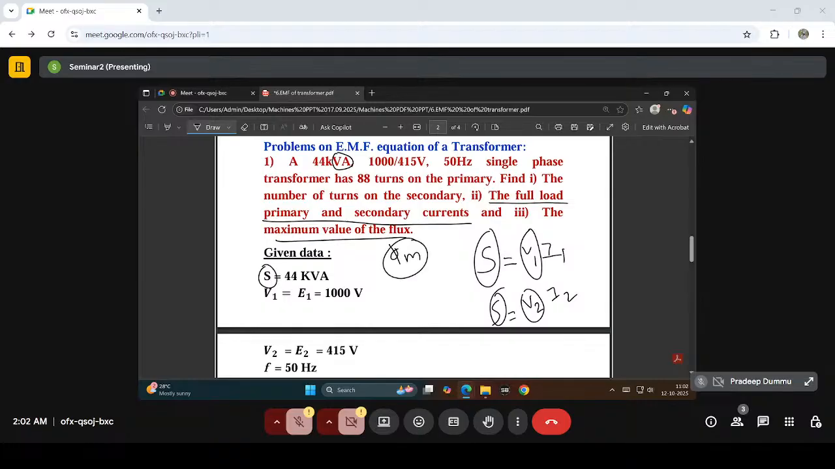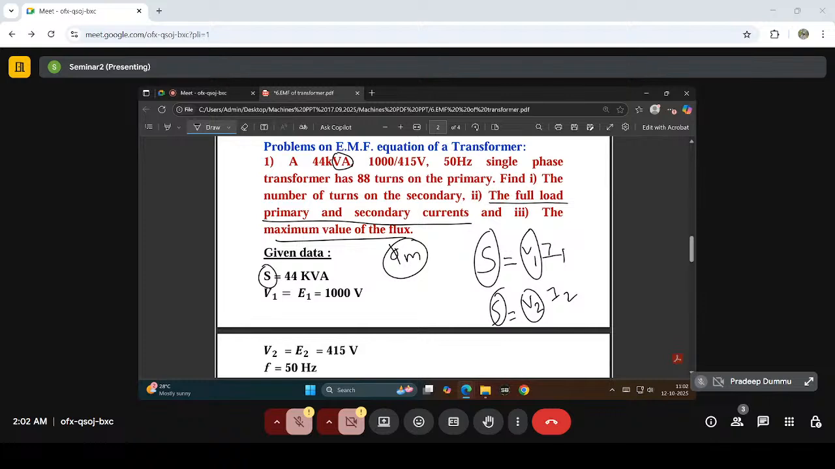Find phi m. Any formula? E1 is equal to 4.44 into F into N1 into phi m. You know F, you know N1, you know E1. E1 is equal to V1. Get phi m.